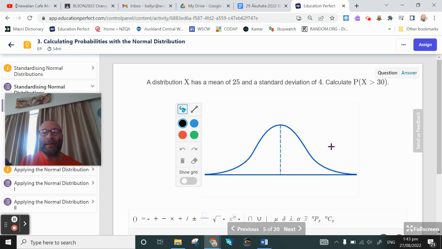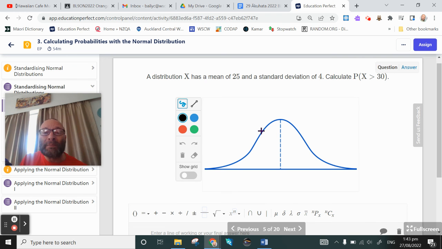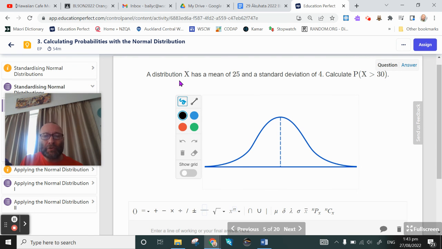We're going to try some in class. Let's see how much of this one we can get done before we run out of time. A distribution x has a mean of 25. That's right there. Standard deviation of 4. Calculate the probability x greater than 30. So if the mean is 25, that means right there is our 25. Standard deviation of 4, so that means that sigma is 4. We want to calculate x greater than 30.